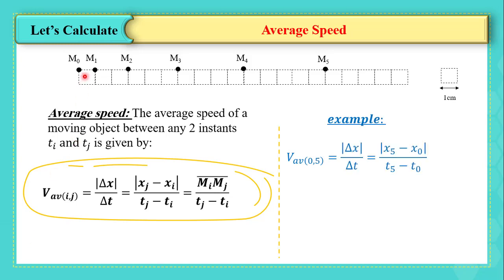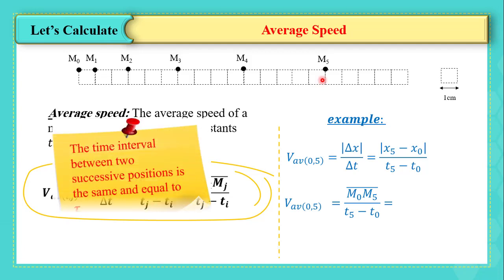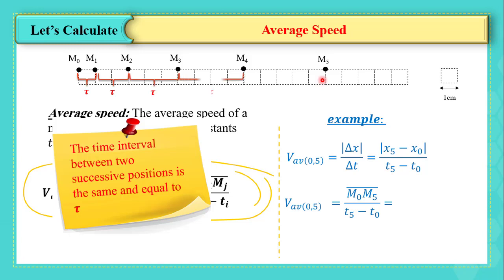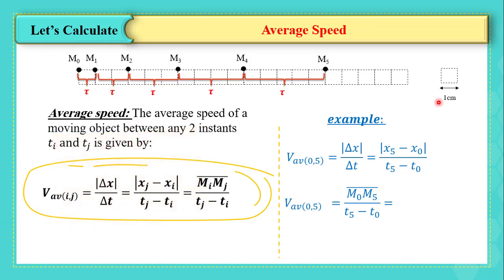To calculate the average speed between the instant t0 and t5, we divide the absolute value of delta x by delta t, which is equal to the absolute value of x5 minus x0 divided by t5 minus t0. In other words, the average speed between the instants t0 and t5 is equal to the distance between m0 and m5 divided by t5 minus t0. But the time interval between any two successive positions is the same and equal to tau. Then, between m0 and m5 we have 5 tau, and each one square corresponds to 1 centimeter. Then the distance between m0 and m5 is 15 centimeters.